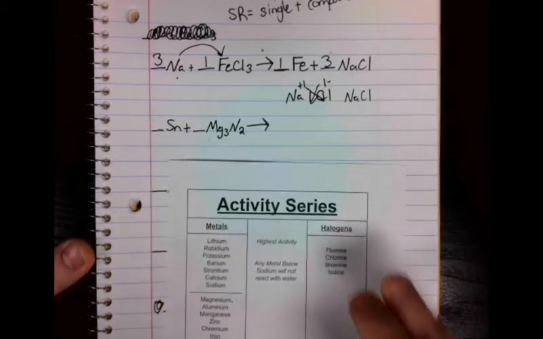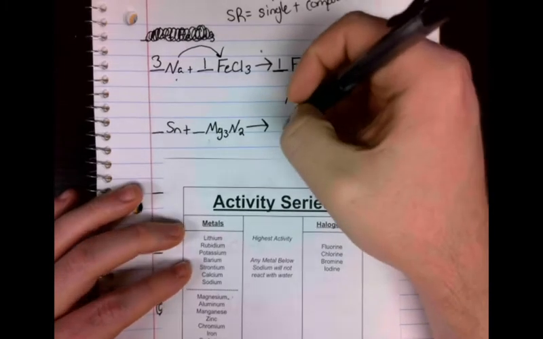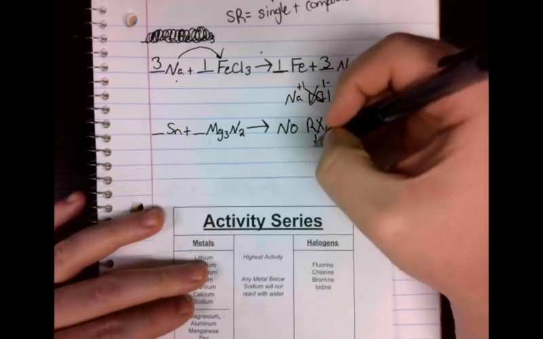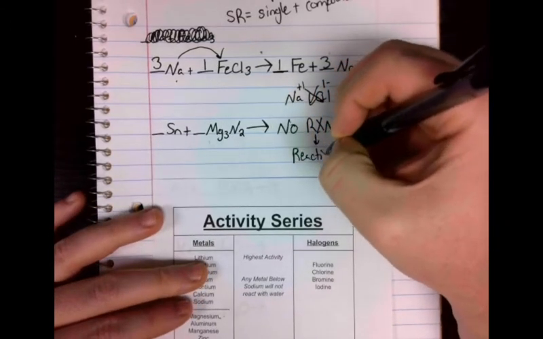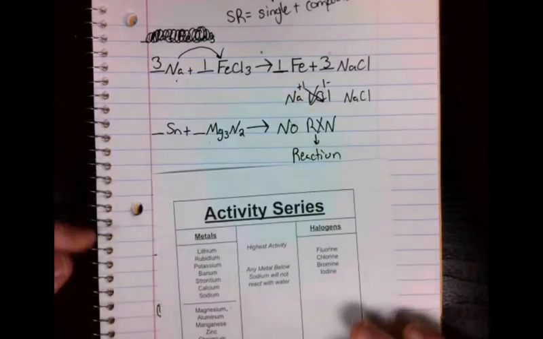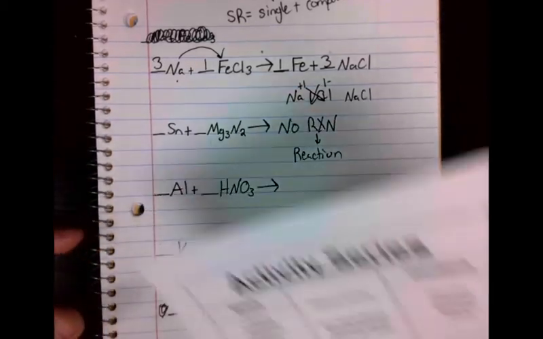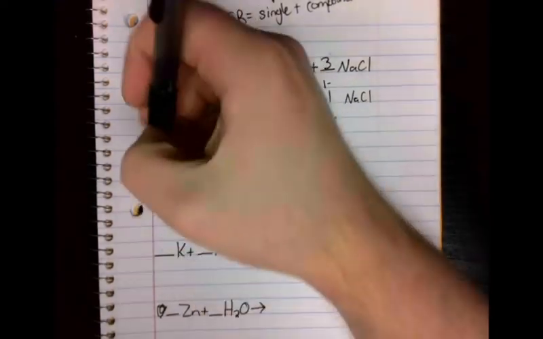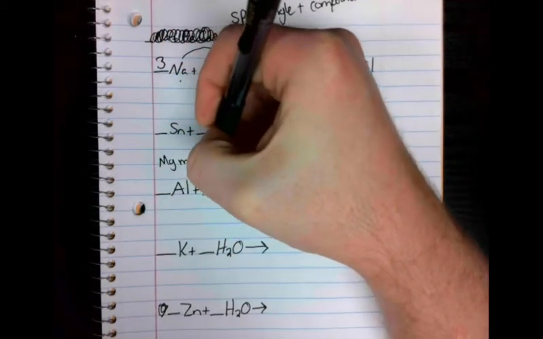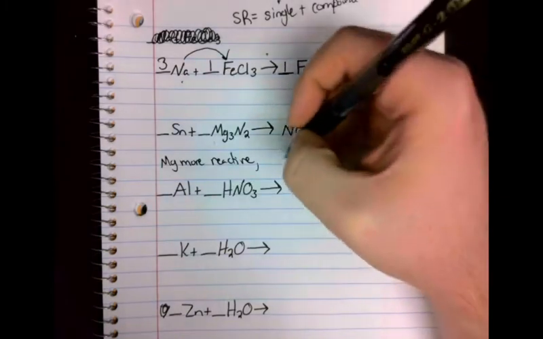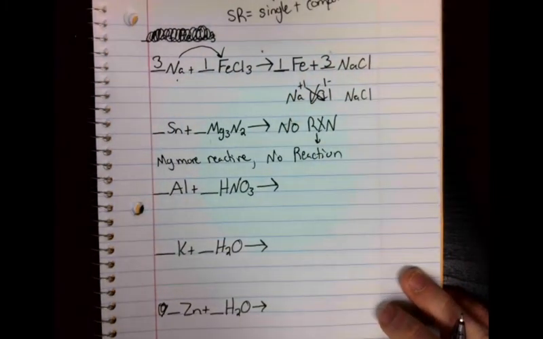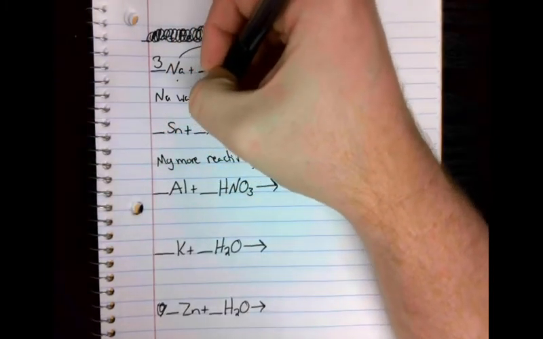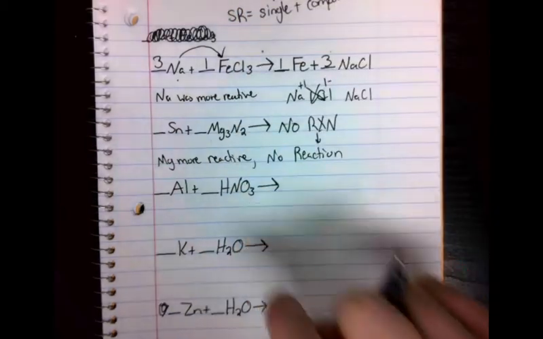So Sn is not good enough to kick out magnesium, which means for the first time this chapter, we have a no reaction. Rxn is just an abbreviation for reaction. You can write no reaction, you can write Rxn, but Rxn is the only thing that I will allow you to shorten it to. All right, so if this is the case, if the more reactive thing, because Mg is more reactive, that means there is no reaction. Notice in this case, Na was more reactive. So we'll go to the next one.